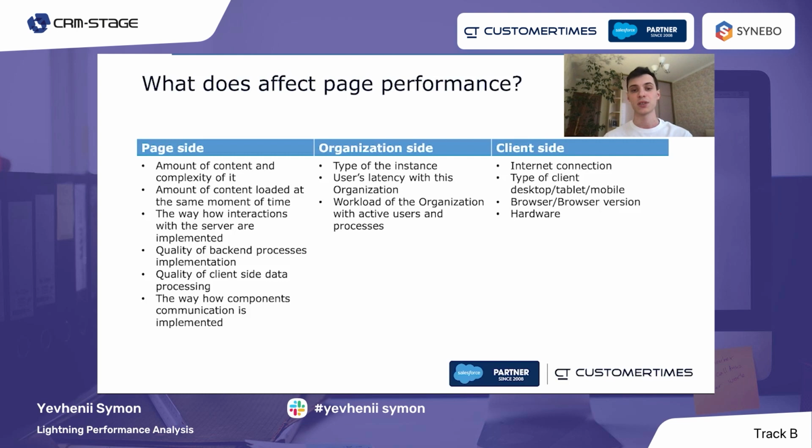From the organization side, the important items are the type of the instance, users' latency with this organization, and workload of the organization with active users and processes. From the client side, important is the internet connection, the type of the client, whether it's desktop, tablet, or mobile. Also important are the browser and even browser version, and hardware.